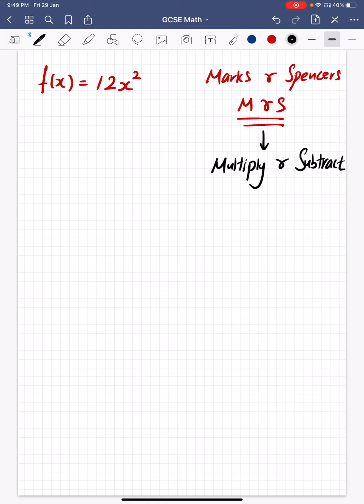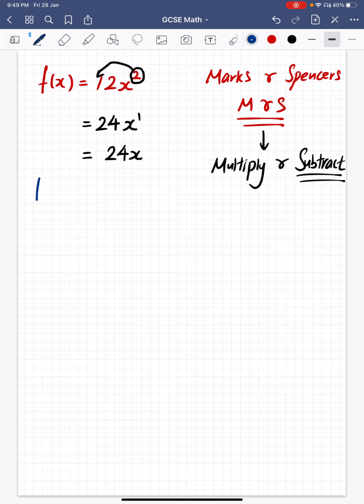So in this case, what do we do? We take the index, so x to the power what, and we multiply it to the front. So here we have 24x. But remember, multiply and subtract. We also need to subtract 1 from the index. So 2 minus 1 would be 1. So 24x to the power 1, which is equivalent to 24x. And this is how you do a very, very basic differentiation.